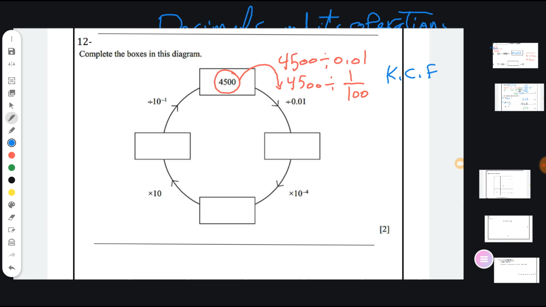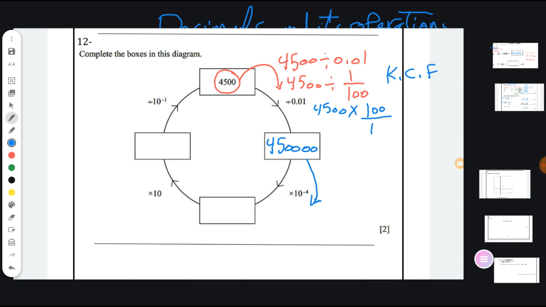So keep the first, it will be 4,500. Change the sign, it will be multiply instead of divide. Flip: 100 over 1. If we multiply them together, you will add two zeros to 4,500. That's it. If you get a wrong result here, the following will be wrong. So take care about your first answer.